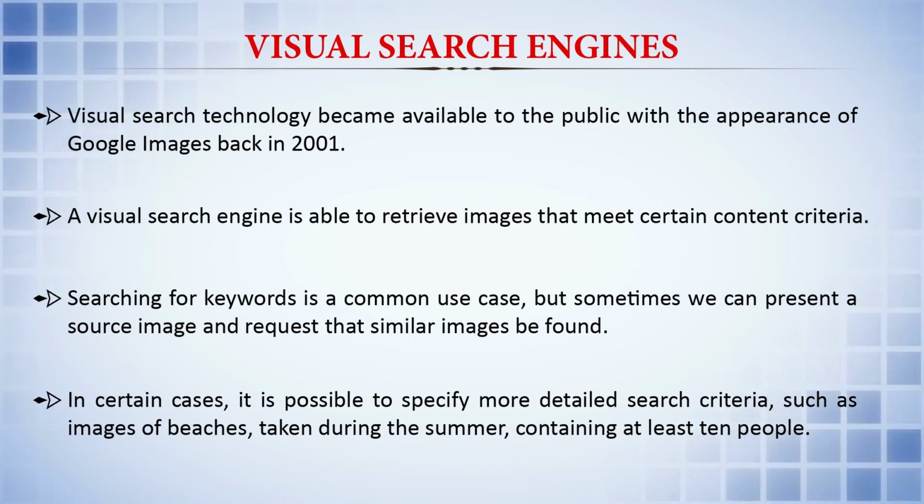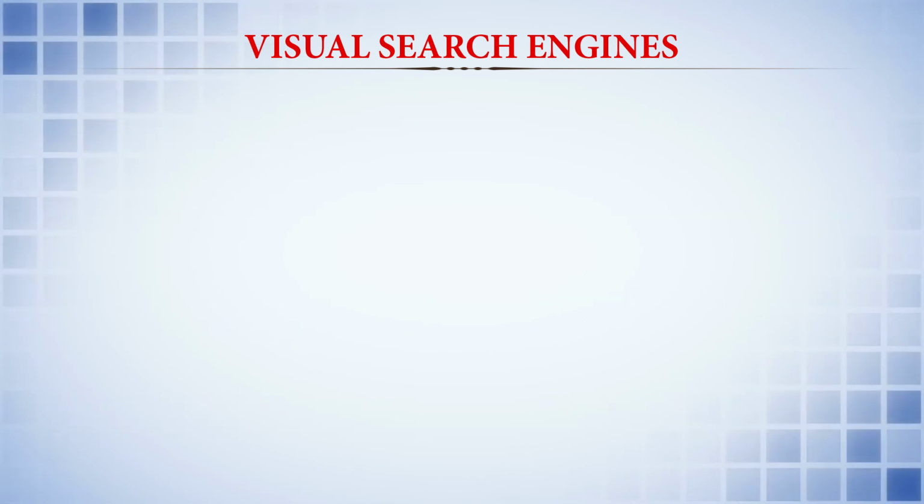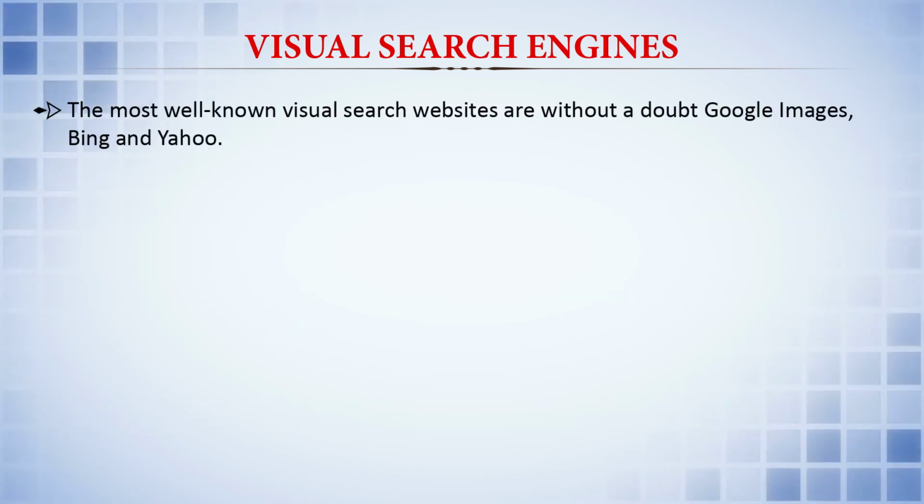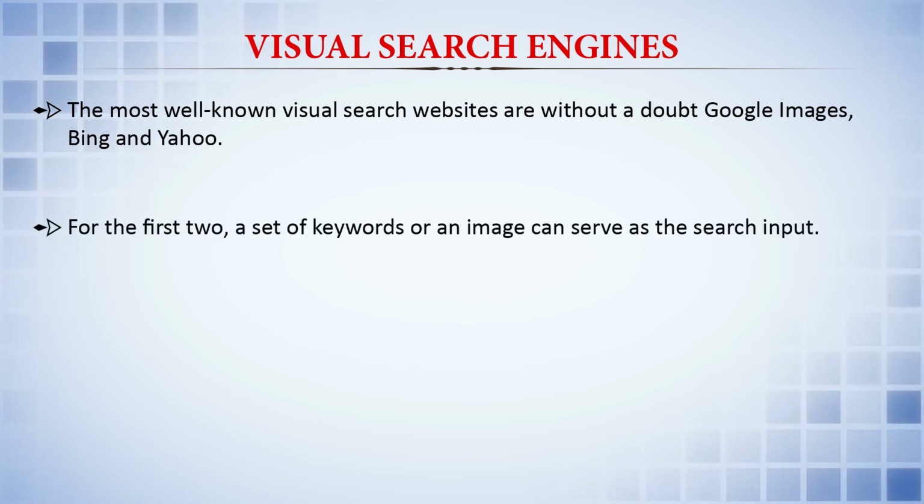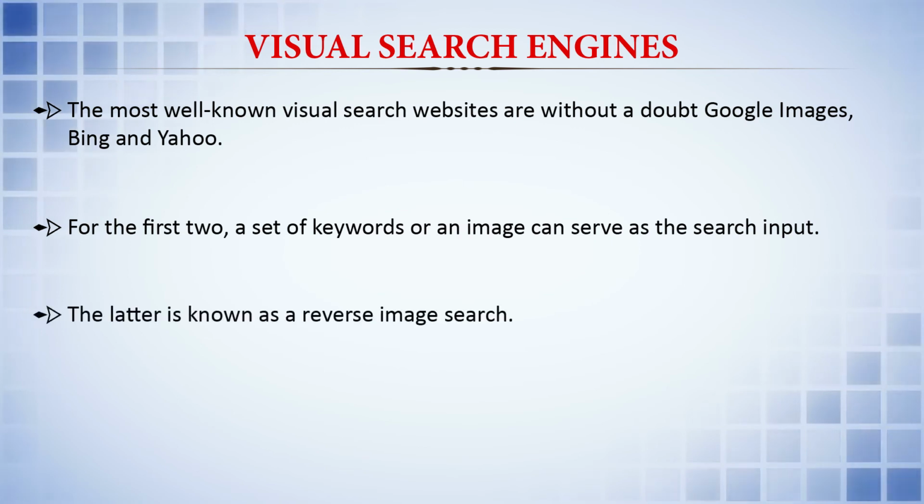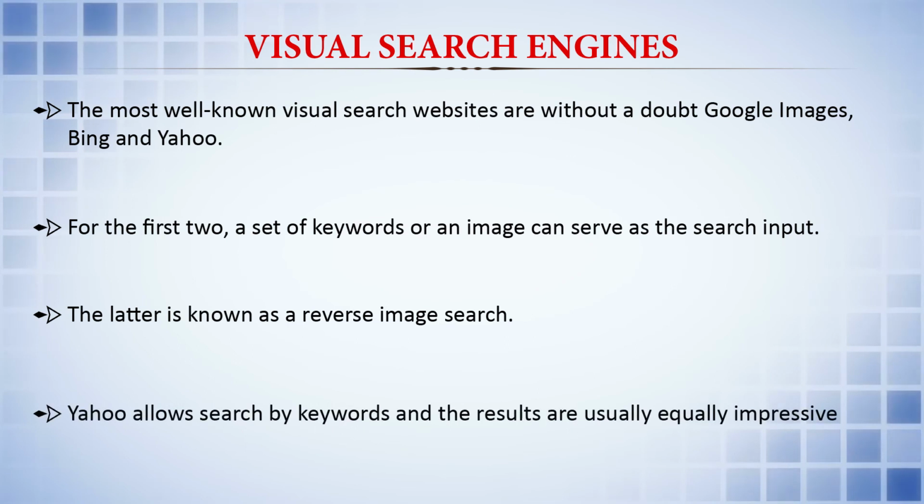So, all these things are also possible with a little more effort using this visual search engine. The most well known visual search websites are Google Images, Bing and Yahoo. For the first two, a set of keywords or an image can serve as the search input, but for the latter a reverse image search is to be done. Yahoo always searches by keywords and the results are usually equally impressive.